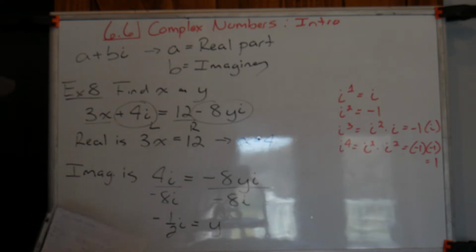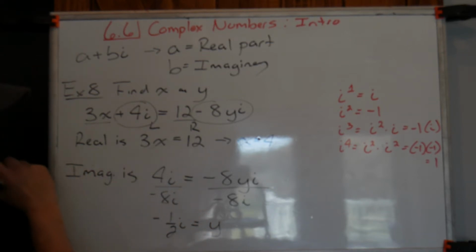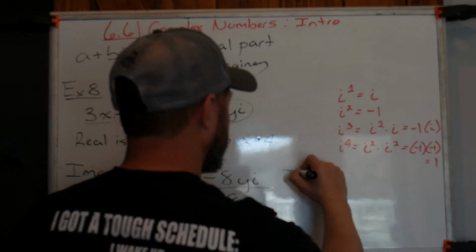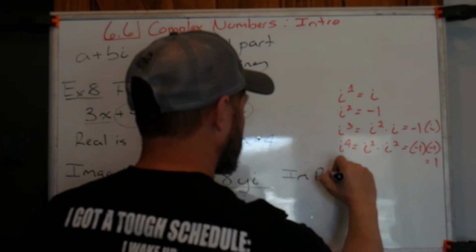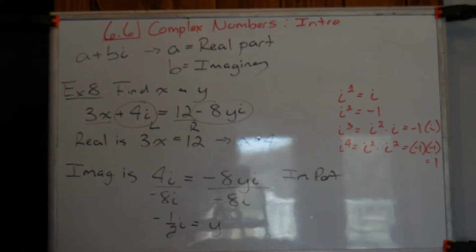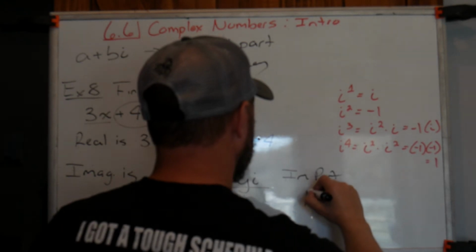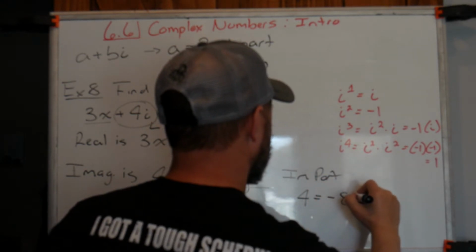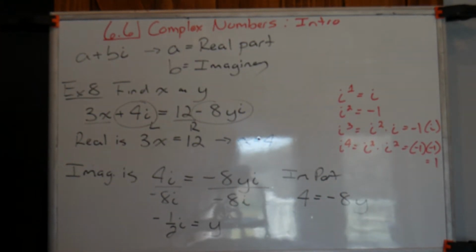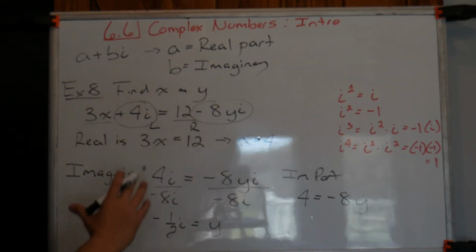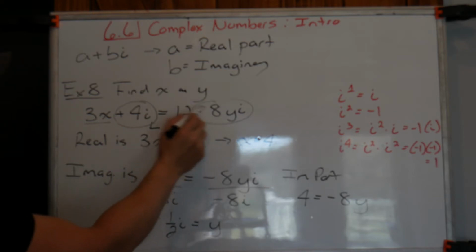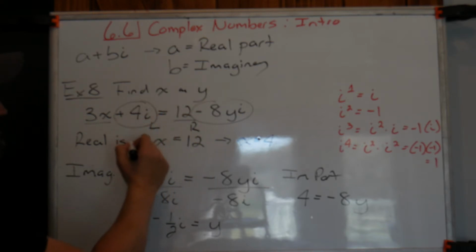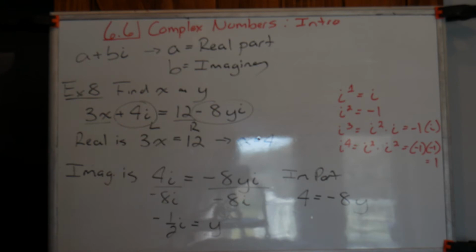No, they leave it in there for a minute. When we're dealing with this, we mean the imaginary part. Because it's the imaginary part, we can think of it as 4 equals negative 8y. We don't have to worry about the i, because in this case the i tells us that is the imaginary part. 4 imaginary, negative 8y imaginary.